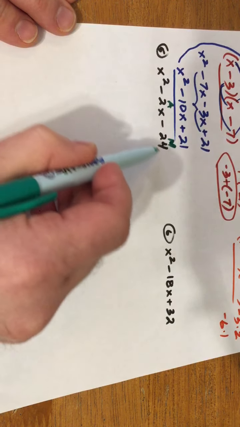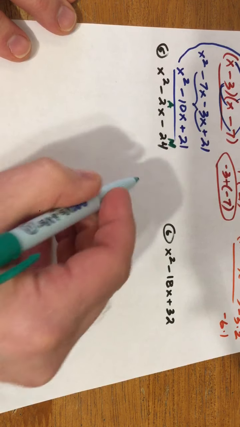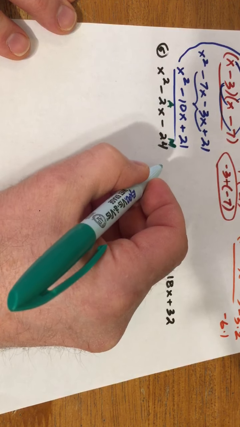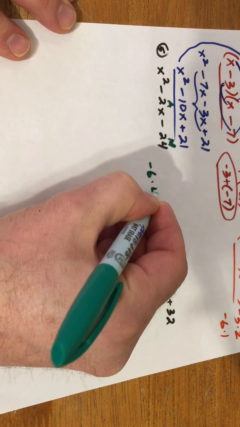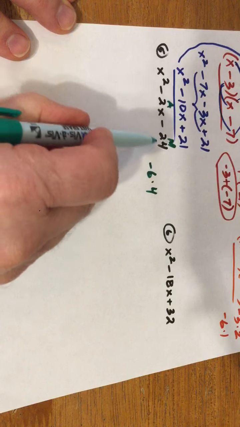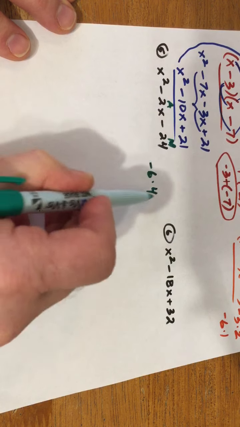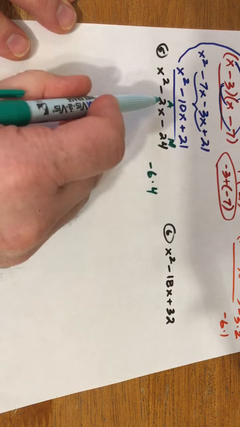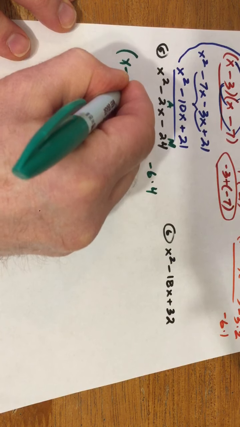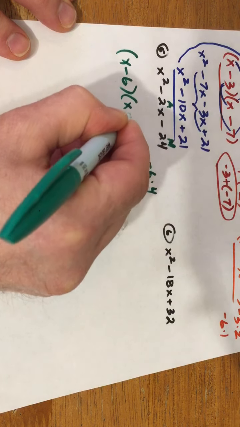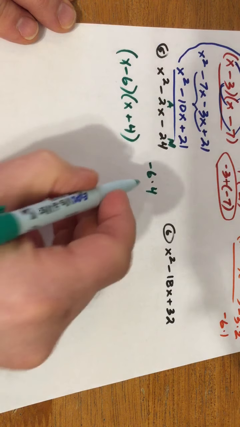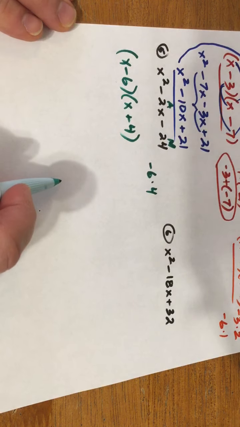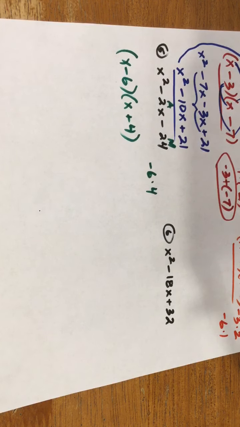Now, to get that negative 24 right here, if you think about it, and you may need to write out the list, it'll be negative 6 times 4. These multiply to negative 24, and these add up to negative 2. So x minus 6 and x plus 4. And that's it. And again, there's no shame in writing out the entire list. At the beginning, that's excellent practice. All right, try the last one.